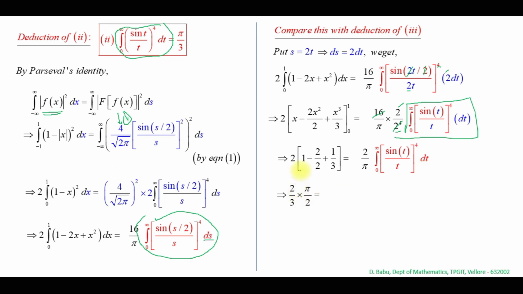This implies, after taking LCM, this is 2 by 3. So we bring pi by 2 to this side, so we get pi by 2 equal to the integral from 0 to infinity of (sin t by t) whole power 4 dt. Now 2 gets cancelled. Therefore the answer is pi by 3, which is what we required. This is pi by 3. So this proves it. Hence the problem.